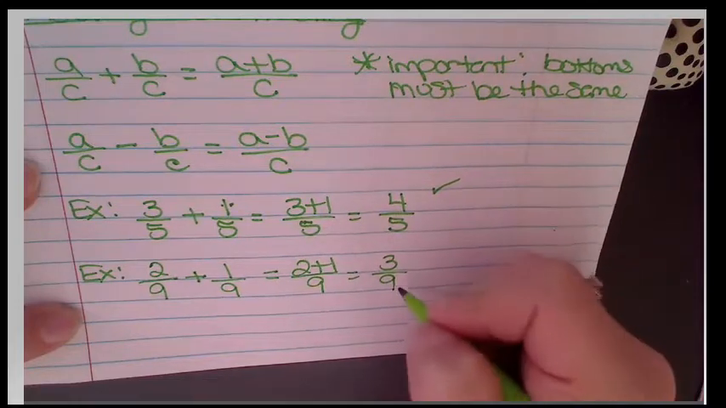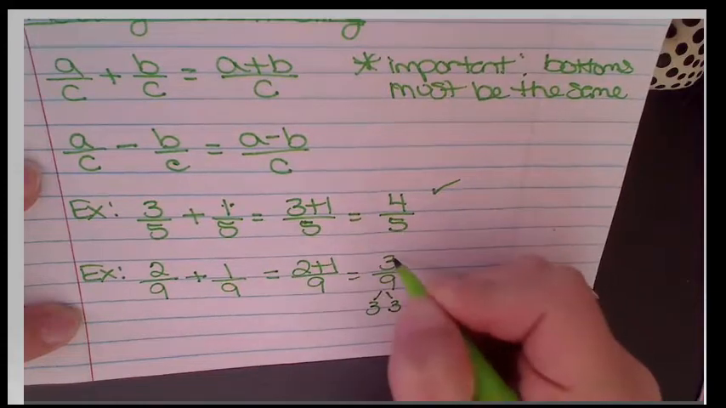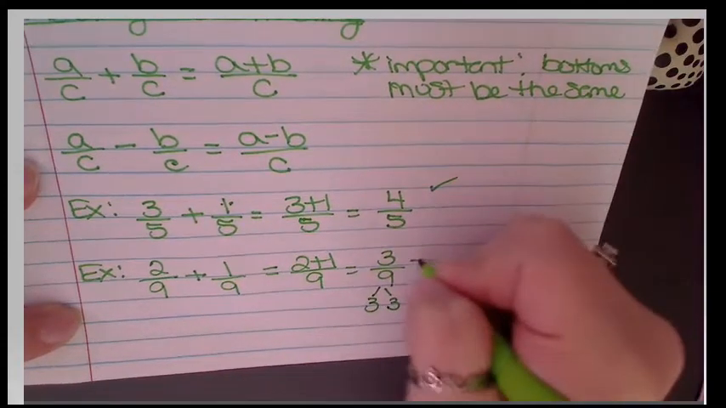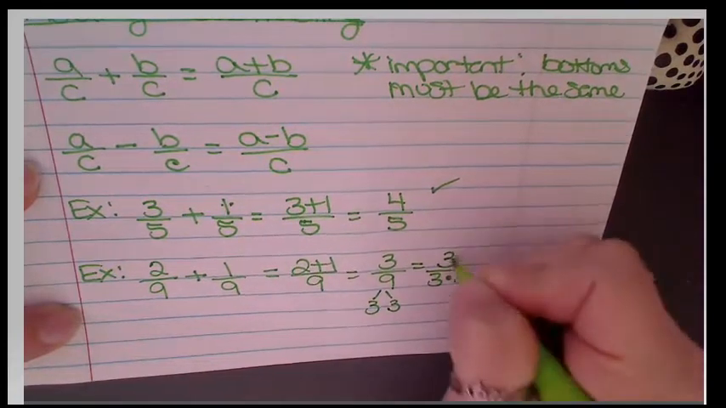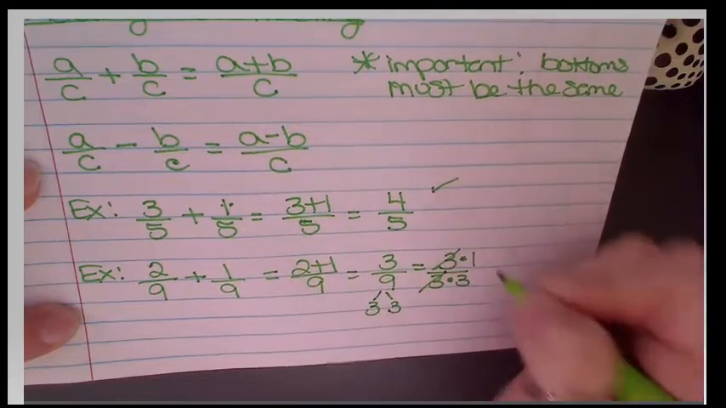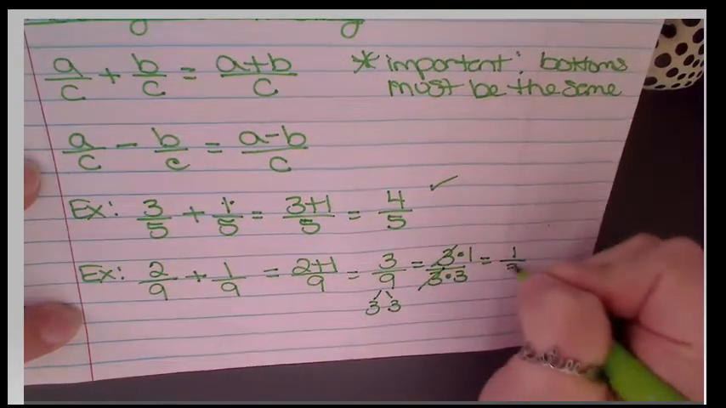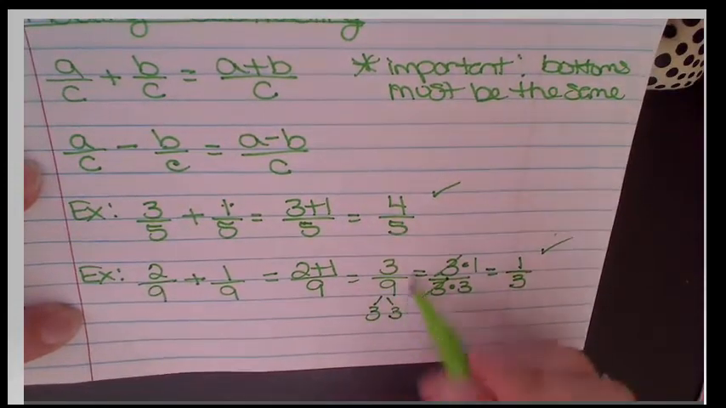What times what will give us 9? Think about that. We have 3 and 3. Oh, there's a 3 on top. So let's take this one step further. We have 3 over 3 times 3. Mark out that 3 on top. Remember, it's 3 times 1. Mark out the 3 on bottom. We're left with 1 over 3. So just because you're adding doesn't mean you might not have to simplify.